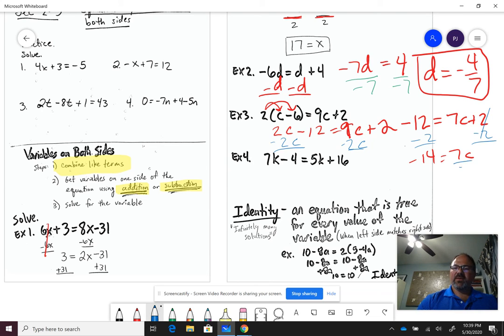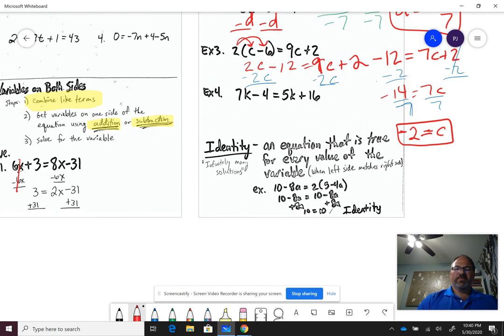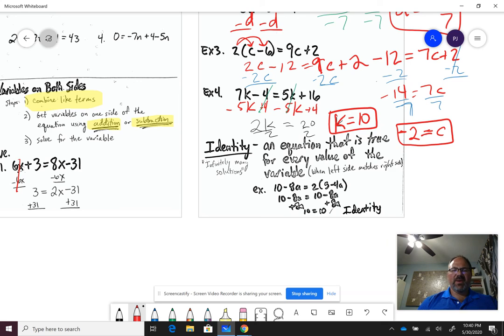Divide both sides by 7. Remember, a negative divided by a positive is a negative, so make sure you leave your answer negative. 7 goes into 14 2 times, so my answer is c equals negative 2. All right, and the last one there. Subtract 5k on both sides, and I'm going to add 4 to both sides. So what I'm doing is I'm combining two steps into one. So these cancel. That leaves me with 2k equals 20. Divide by 2, k equals 10. So sometimes you can combine your steps, which makes it a little bit easier when you're solving.